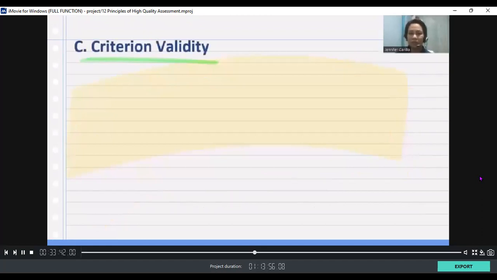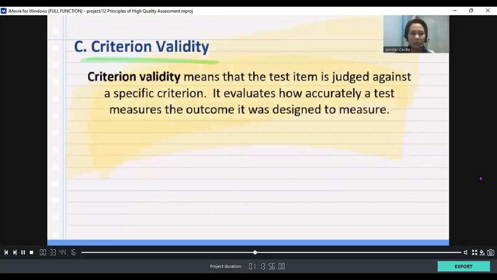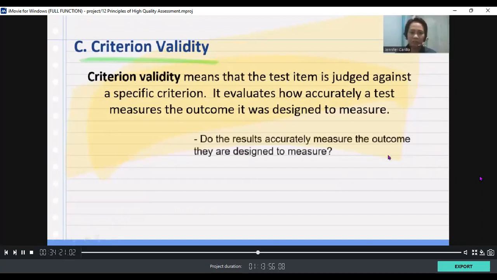Another type of validity is criterion validity. So criterion validity means that the test item is judged against a specific criterion. It evaluates how accurately a test measures the outcome it was designed to measure. So if you want to measure the IQ of the students, you can use an IQ test. If you want to measure personality of the students, you can have a personality test. If you want to check the students' attitude, you can have an attitudinaire. Okay? So dapat mo-fit siya sa imuhang criteria nga giset.